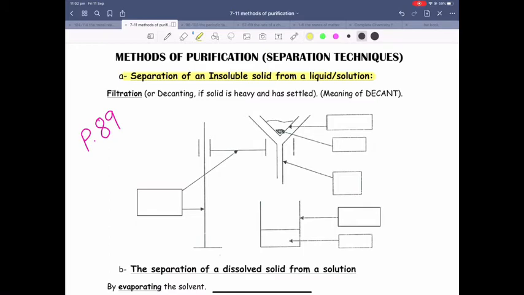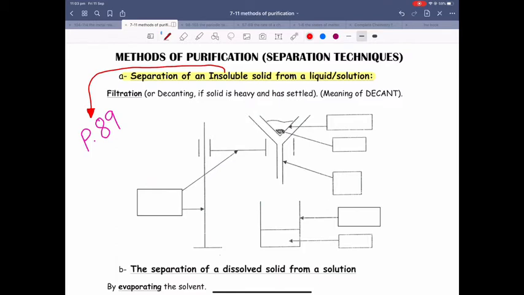All right, so filtration is used to separate an insoluble solid from a liquid or a solution. So now the question comes, well, how do I know what type of solids are insoluble and what type of solids are soluble? Okay, and the answer to this question is not very simple. The answer is not that straightforward, because of some of those substances, just from your common life experience and your experience from earlier grades.